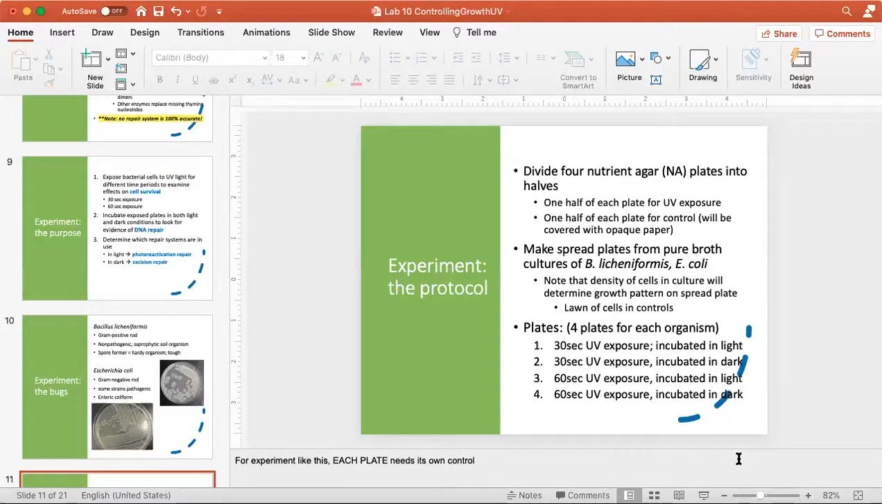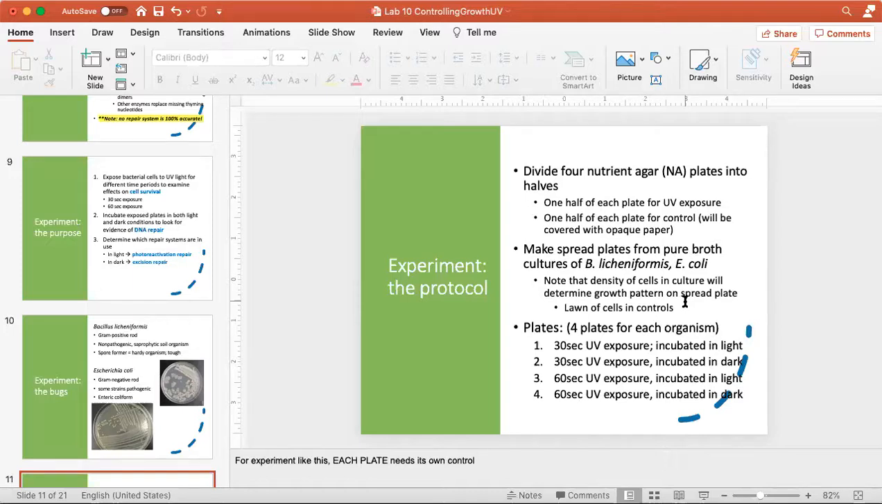Now remember, the other thing we want to do is examine these repair systems. So we're going to make multiple plates for each organism. We're going to spread out pure broth cultures of both Bacillus licheniformis and E. coli, but we're going to use a particularly dense culture. So even though these are technically spread plates in the sense that we're using hockey sticks to spread the cells evenly over the surface of the plate, we're using such a high density of cells that we should get a lawn of growth in our controls.